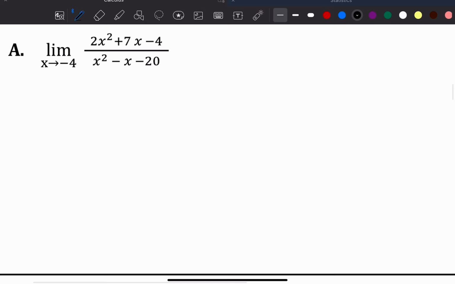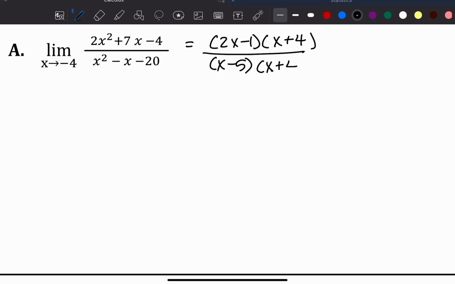Okay, so more practice on the cancellation technique. Okay. So here, if we were to plug in -4, we would get 0 on the denominator, which means we first need to factor both the numerator and the denominator. So if I was to factor the numerator, I would get 2x minus 1 times x plus 4, and then the denominator would be x minus 5 times x plus 4.